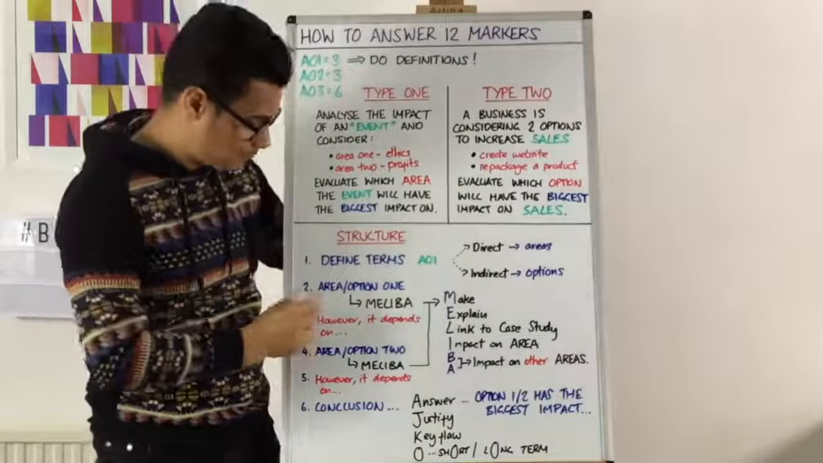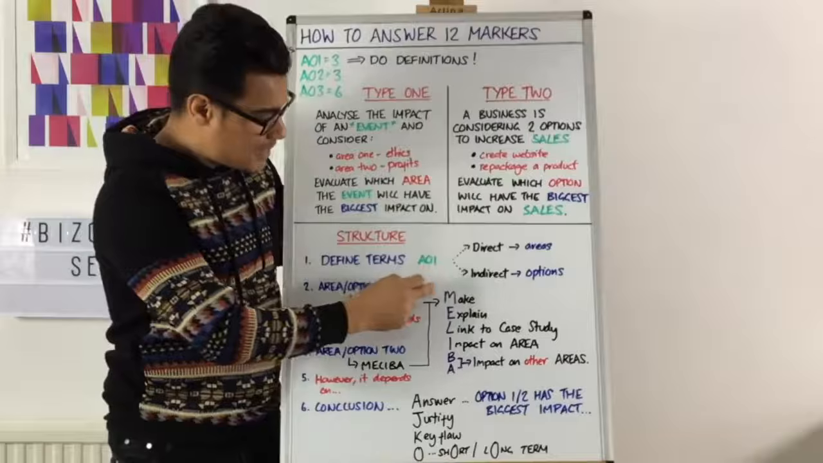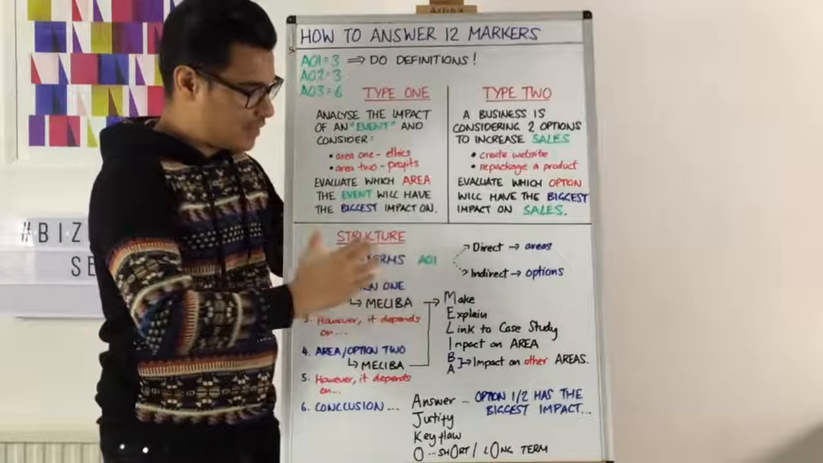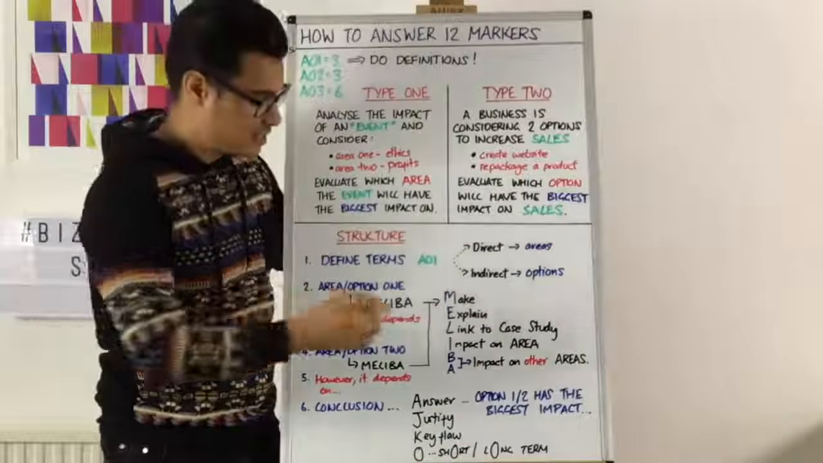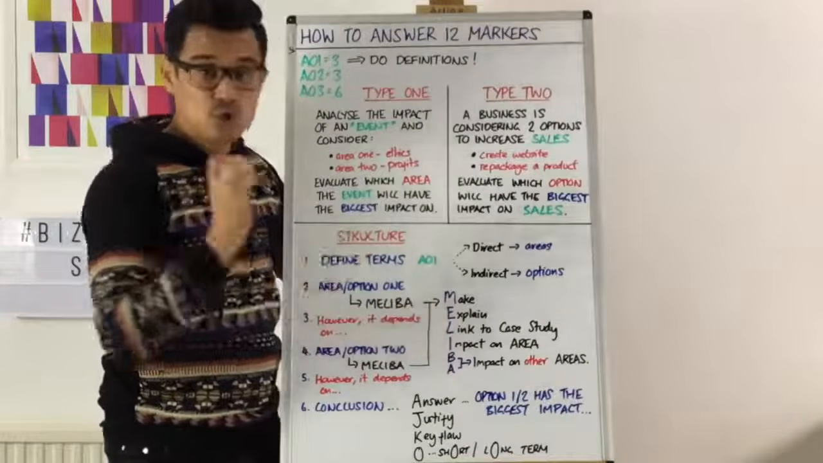M-E-L-I-B-A. MELIBA. MELIBA stands for make the point. So whatever your point is, make it. Then explain it in detail with chains of analysis. Then link it to the case study.